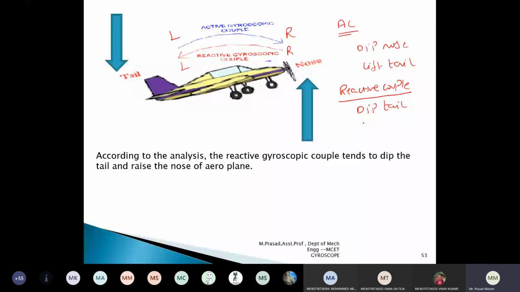What reactive couple is doing? It tries to dip the nose. But reactive couple, what it is doing? It tries to lift the nose. Then only it is balanced. Active couple tries to dip the nose, but reactive couple tries to lift the nose. Then only it is going to be balanced.